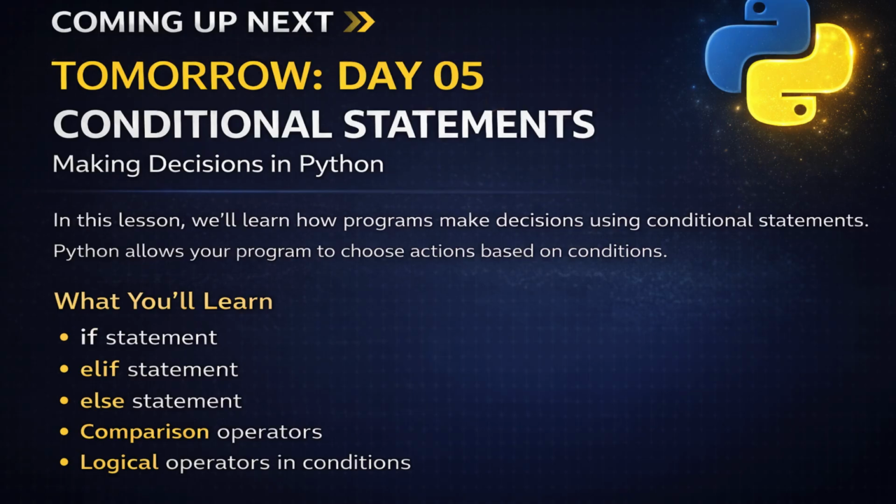Coming up next in our Python learning journey, Day 5, Conditional Statements. In this lesson, you'll learn how programs make decisions using conditions. Python allows your code to choose different actions depending on the situation, just like making decisions in real life. We'll explore the if statement, elif statement, and else statement. You'll also learn how comparison operators and logical operators help create powerful conditions in your programs. Get ready to start building smarter Python programs in the next lesson.